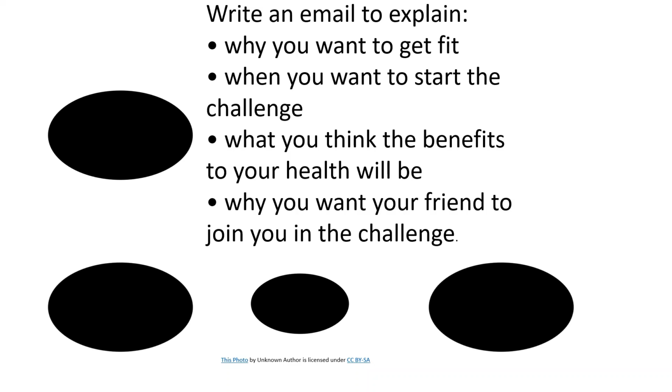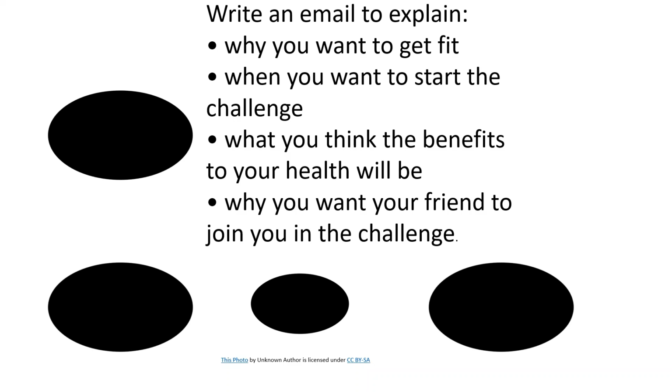So we look at the exam question and we have bullet points. We're going to look at the first exam question about getting fit, and you would be given this information. Write an email to explain. So that tells you straight away what type of writing you have to do. You have to explain why you want to get fit, when you want to start the challenge, what you think the benefits to your health will be, and why you want your friend to join you in the challenge.